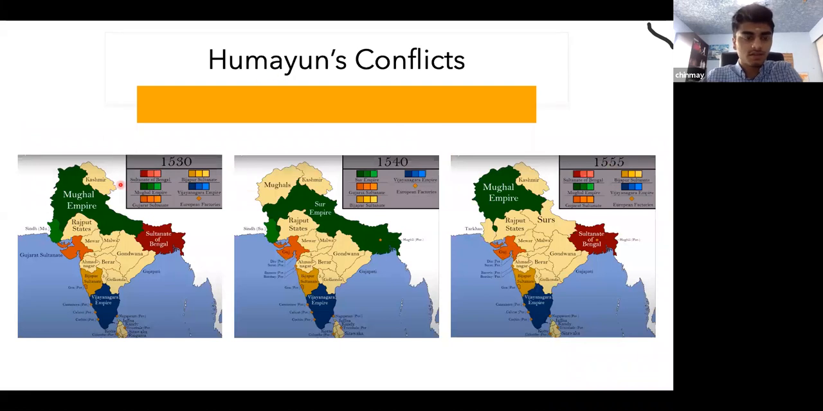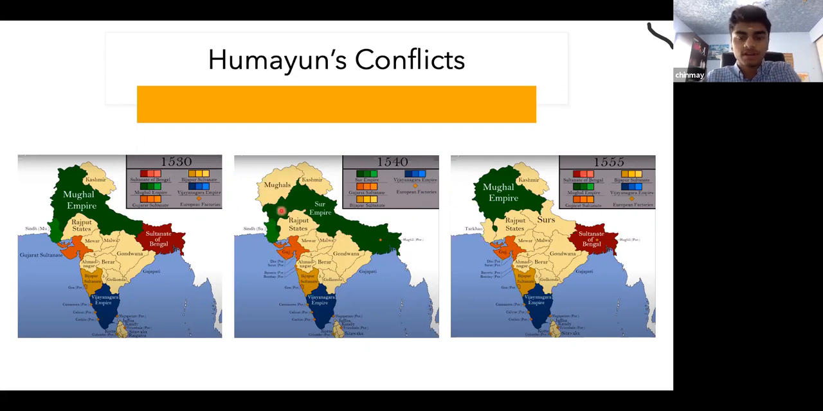You can see Humayun's conflicts. Upon the expansion of the Mughal Empire, due to Sher Shah Suri's invasions, he lost most of the Mughal Empire. And you can see how the Mughals lost and just became this tiny place, while Sher Shah Suri managed to take this entirety of India.